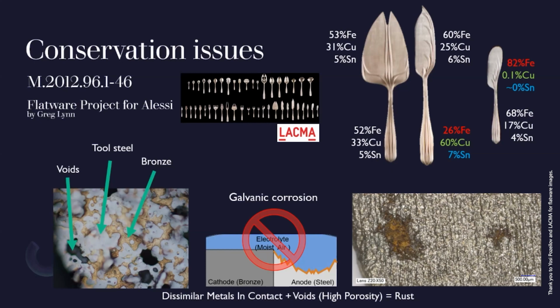It didn't help that some of the flatware pieces were incompletely infiltrated with bronze, so there were many pores, resulting in a lot more surface area where moisture can come into contact with the object. Seeing these results, the conservator went ahead and removed the rust and devised storage and display strategies for the objects, which included desiccants to remove the moisture from the environment.